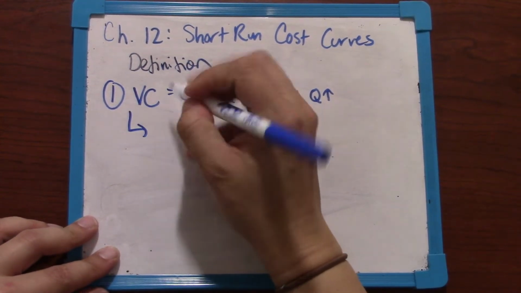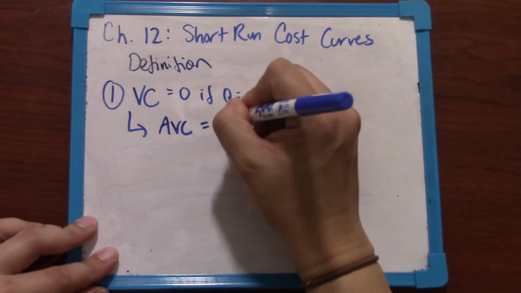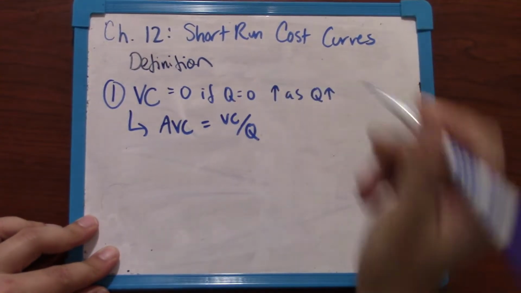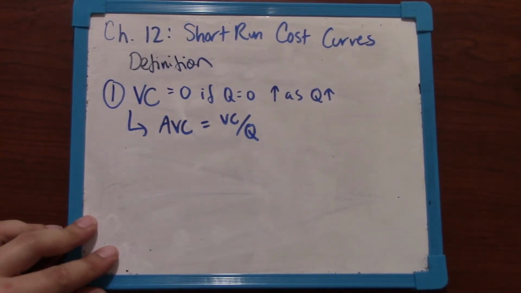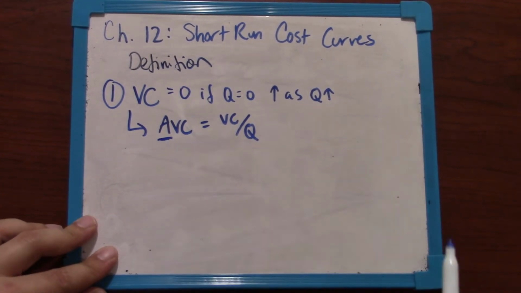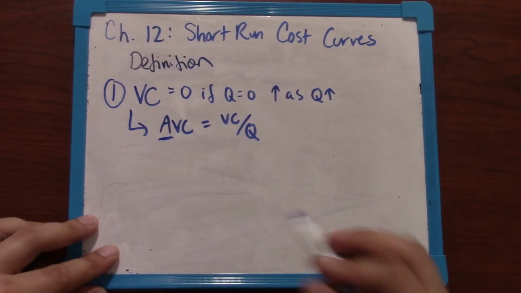We use variable cost in our per unit graph as average variable cost, which is just variable cost divided by quantity. And variable cost divided by quantity gives us average variable cost. All A's are averages in our abbreviations this chapter, and all averages mean divide by quantity.